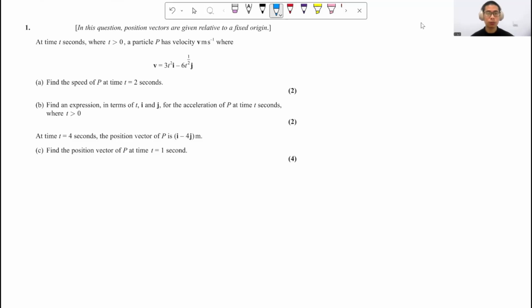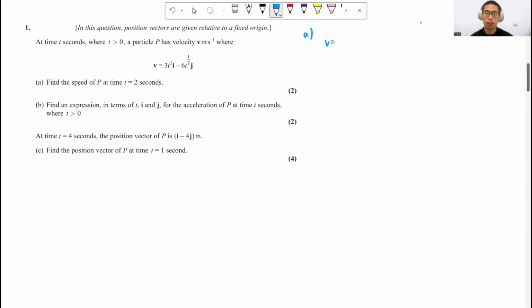Let's have a look at question one. So this is a vector question, and it should be like variable acceleration. So let's have a look. At time t seconds, where t is more than 0, a particle P has velocity v meters per second, where v is equal to 3t squared i.